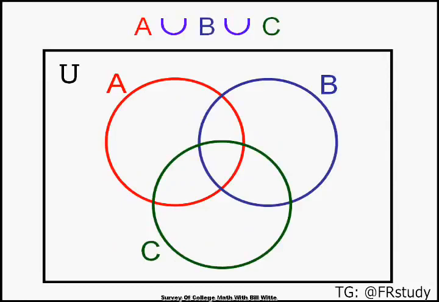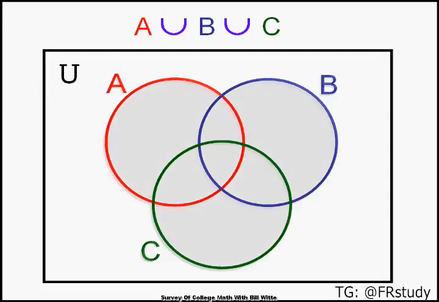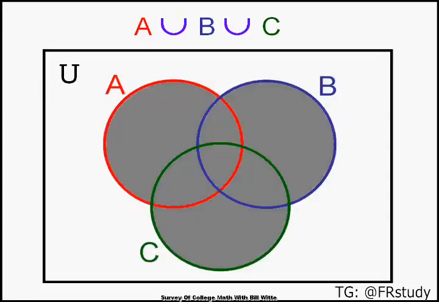Okay, now let's try all three. A union with B, union with C. Well, all you really do, if you think about it, is put them together. Anybody that's either in A or in B or in C, this is going to be easy. As long as you're in one of the three. There it is. Now there's an area on the outside that isn't shaded in the universe. That's because there's nothing out there that's in A or B or C. It has to be in one of them to be in this union.